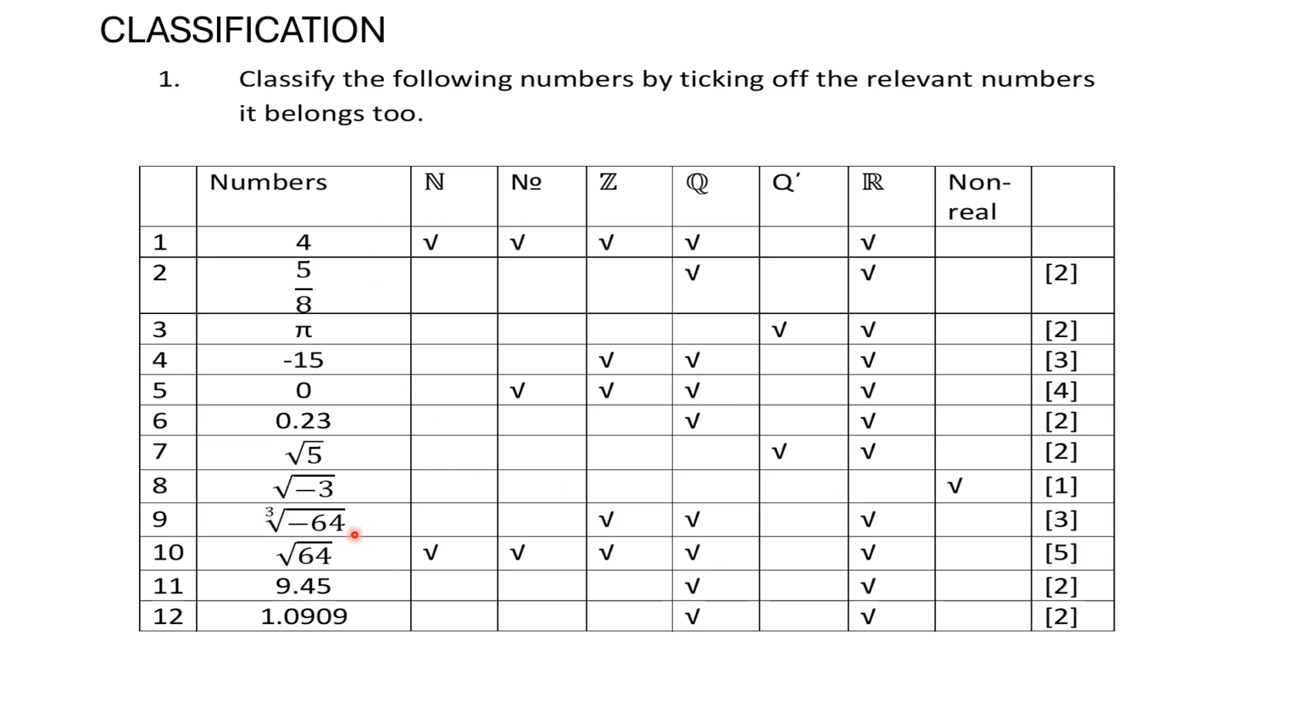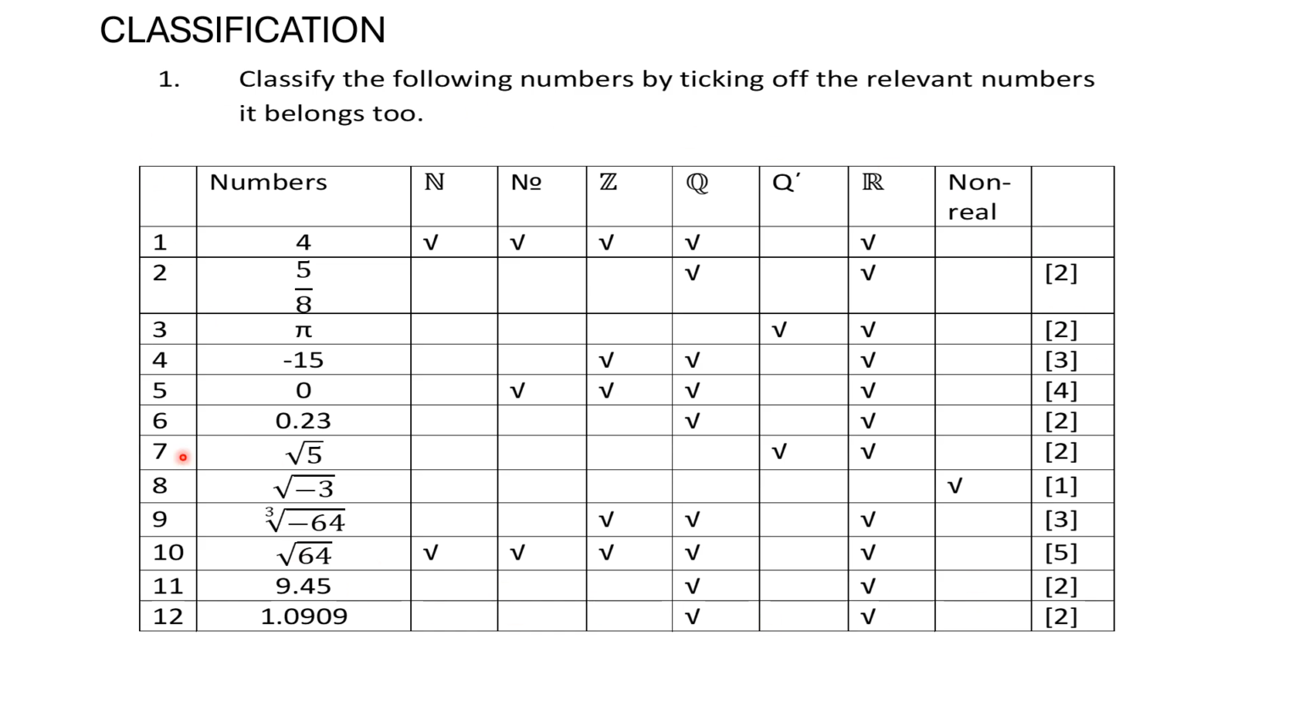Cube root of negative 64, however, becomes negative times negative times negative, so that would give me negative 4. And negative 4 is then an integer, a rational number, and a real number. So square root I can't find, but cube root I can. Square root of 64 is 8, so 8 is a natural number, a whole number, an integer, rational, and real. 9,45 recurring is a recurring decimal, so therefore rational, real. 1,0909 also rational, real. Alright, so that's the first.